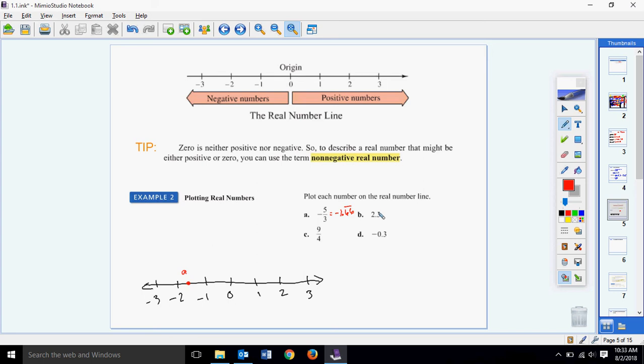Next, B is 2.3. Now that's already a decimal, and I know that decimal lies between 2 and 3, but I know that it's a tad bit closer to 2. So we'll call that point B.